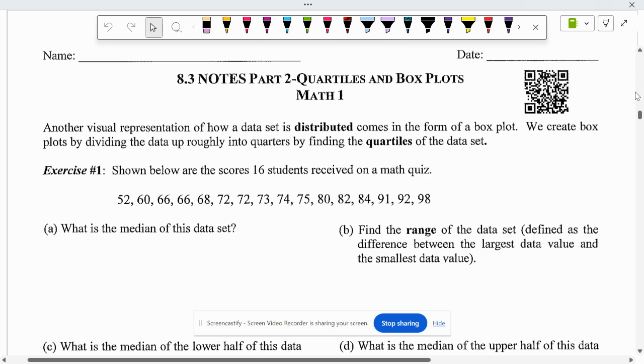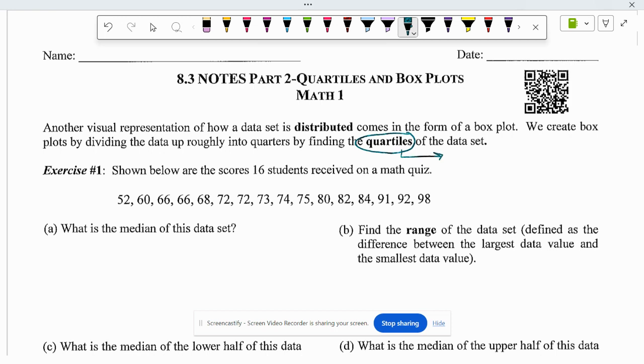Okay, so here's where we are. Today we're talking about quartiles and box plots. This is more of 8.3, that graphical representation. We talked about quartiles. We said that quartiles come from box plots, and it's just a way to divide our data, right? So when we look at quartiles, we're actually dividing the data into 4 sections.